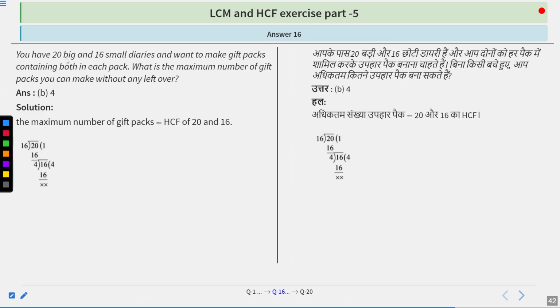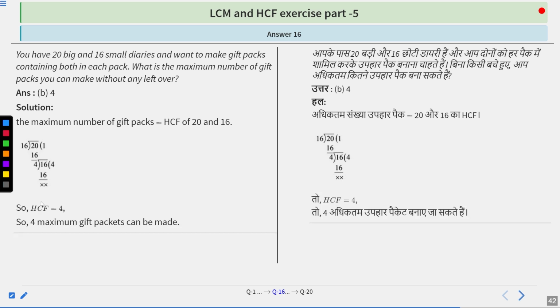So we have 20 big and 16 small diaries. That means the maximum number of gift packs should be equal to HCF of 20 and 16. For that, we can divide 20 by 16, getting 4 in the remainder. Again, dividing 16 by 4, we get 0 in the remainder. That means 4 is the HCF. So 4 maximum gift packets can be made. Option number B is the correct answer.